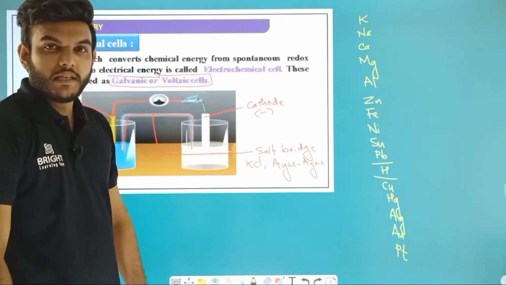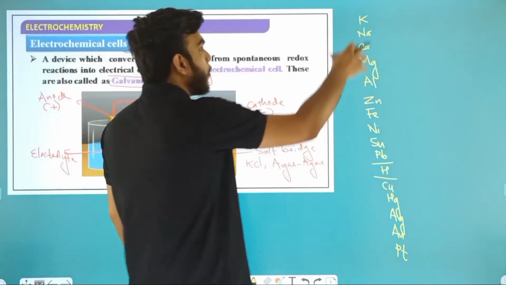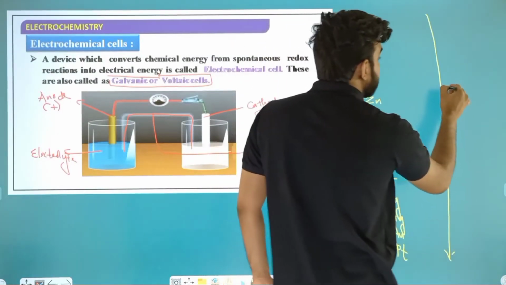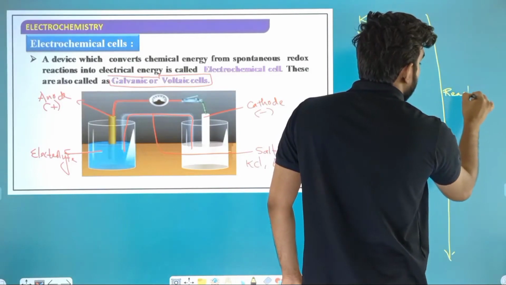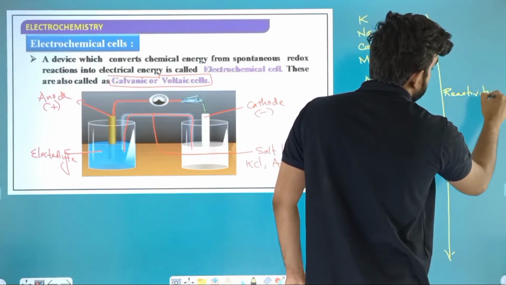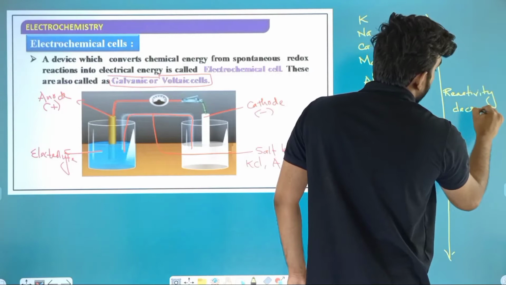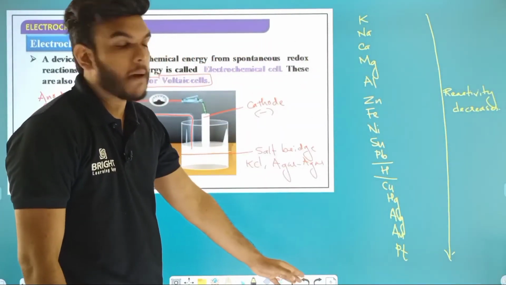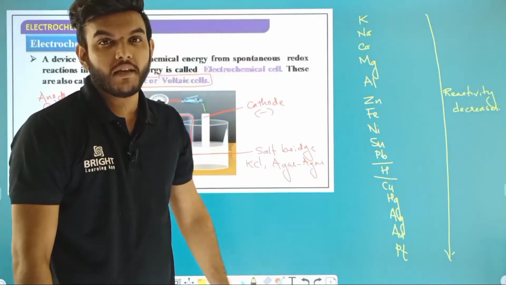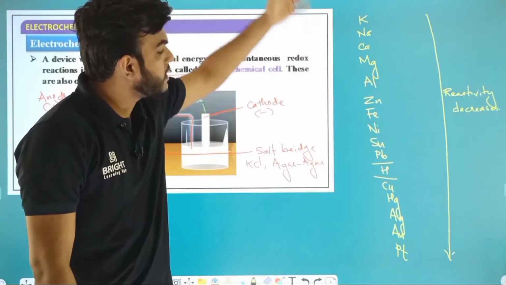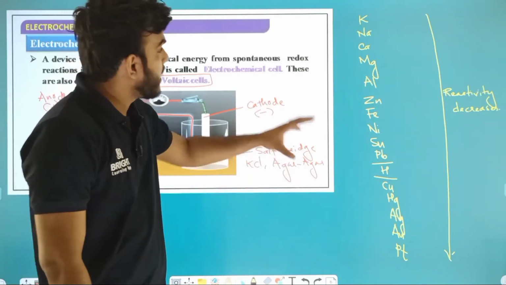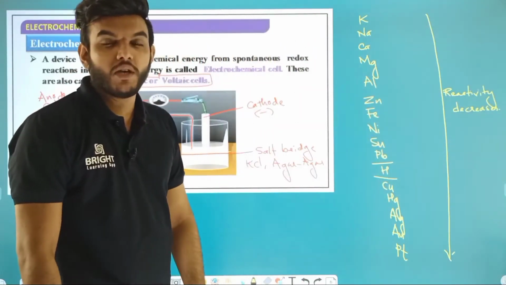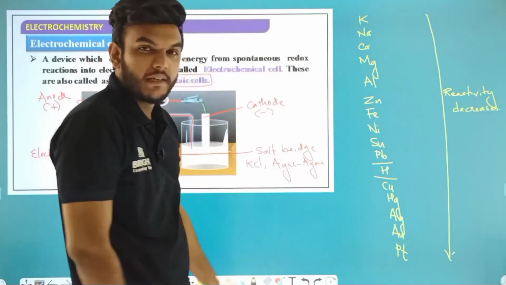In this reactivity series, when we are moving down, the reactivity is decreasing. Reactivity decreases when we are moving from top to bottom. So what is happening when we move from top to bottom? The reactivity is decreasing. At the top you have potassium and at the bottom you have platinum. This is the actual reactivity series that we have to discuss here.